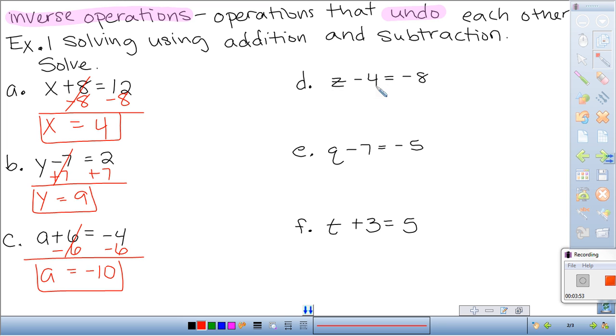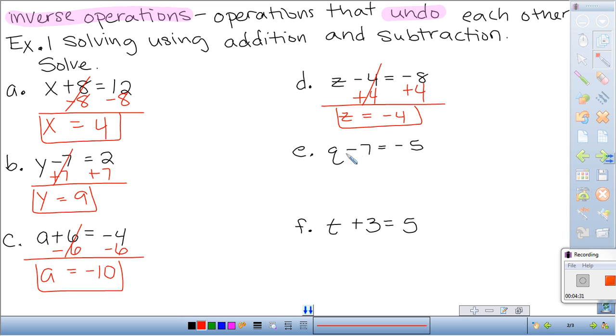On D, again, we're doing the inverse operation, Z minus 4. The opposite of subtracting 4 would be to add 4 to both sides, the addition property of equality. So bring down your Z, negative 4 plus 4 is 0, equals negative 8 plus 4. They have different signs, so remember your rules of addition. If they have different signs, you have to subtract and take the sign of the larger digit. So 8 minus 4 is 4, and 8's bigger, it's negative, so my answer is negative 4. Again, you can plug that in. Negative 4 minus 4 would give you negative 8.